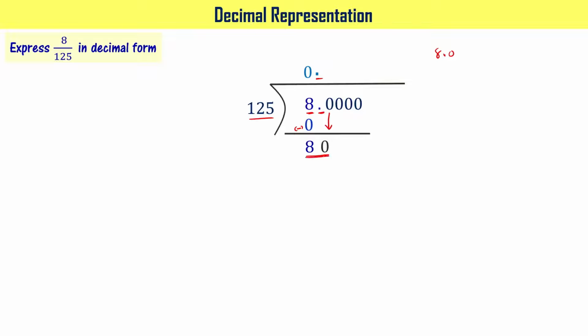But you see this 80 is also smaller than 125, right? 125 into 1 is 125, which is much bigger than 80. That's why I do 125 times 0 again, that is equal to 0. Now let me subtract 0 from this 80. When I subtract, I'll have 80 as the answer. Now let me bring down this particular 0. When I do that, 80 has become 800.